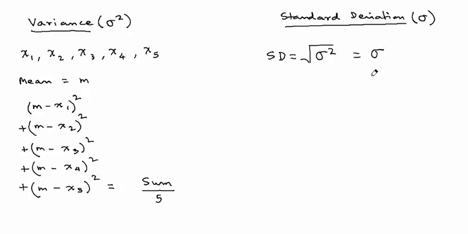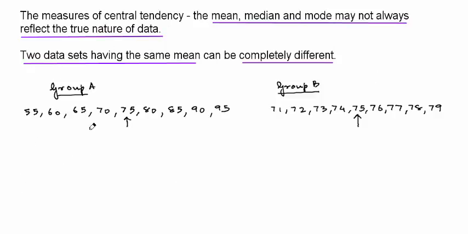Let's now go back to that example I was referring to and try and find the standard deviation and the variance of the two groups. So here are the numbers, and let's talk about the variance first. So we want to find the variance of group A and group B. Now the mean in this case obviously is 75.